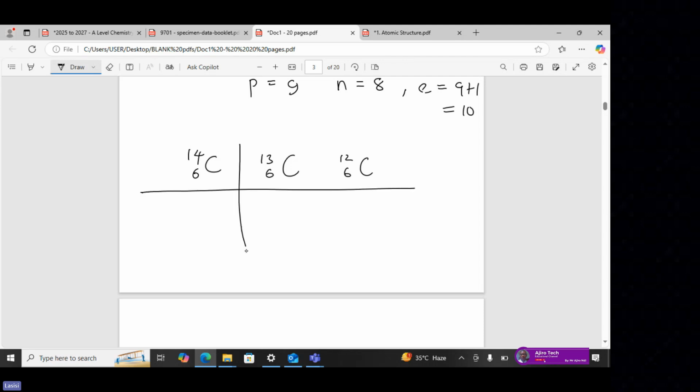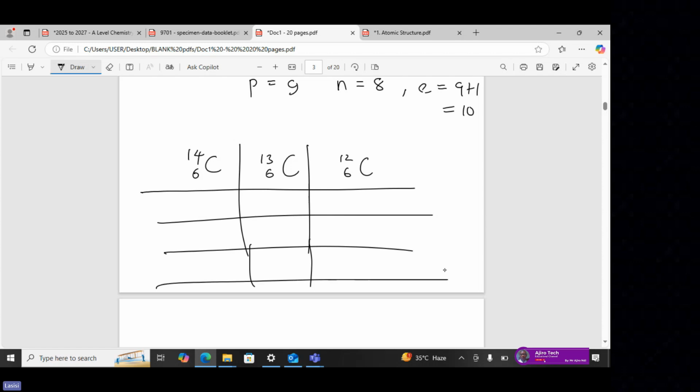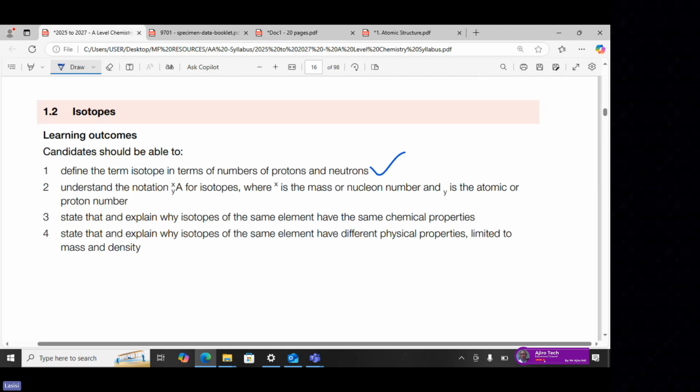Is that okay? You have to calculate this, and we have done this before, right? You can fill it up yourself. You have to work out the charge. Protons are 6, 6, 6. Neutrons are 8, 7, 6. Now electrons: it has gained 2, so 8. Here it has lost 1, so 5. So you need to work out this. That's simple. Let's go back to our syllabus.